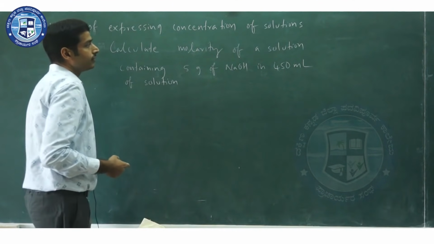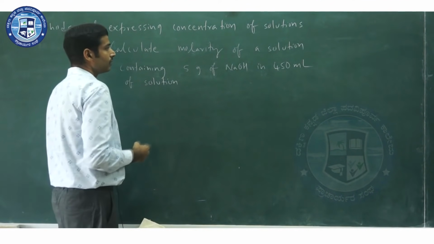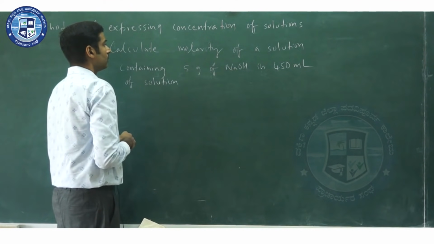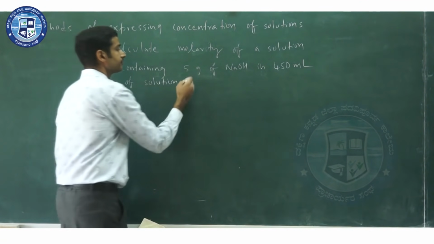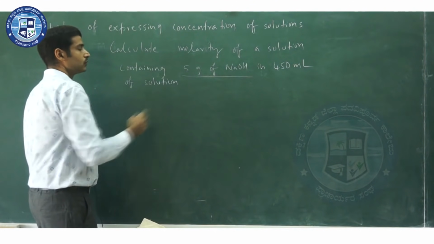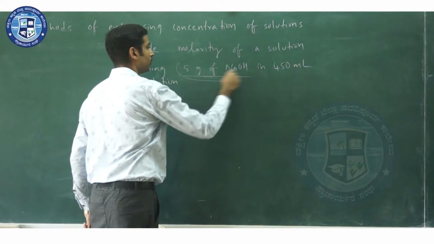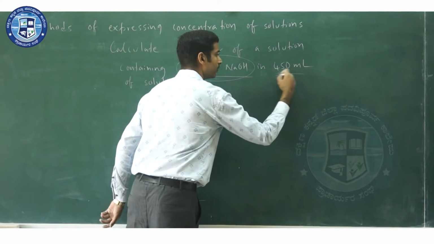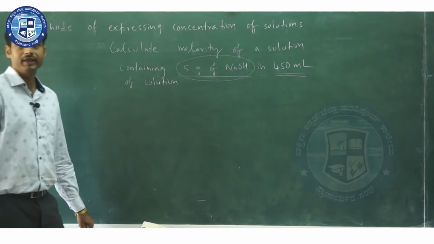So what do we need? Basically, the molarity of the solution. You have got 5 grams of sodium hydroxide. So from this we can calculate the number of moles of the solute. The volume of the solution is also given, but expressed in terms of milliliters.